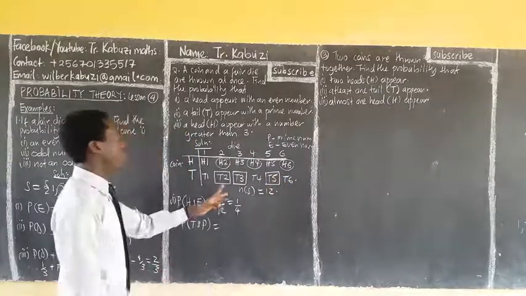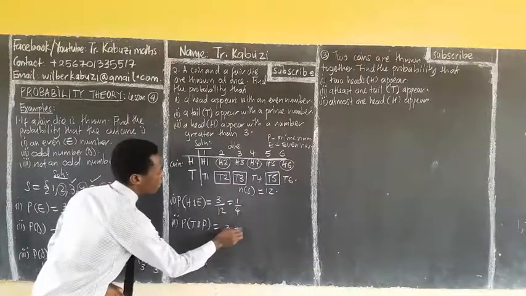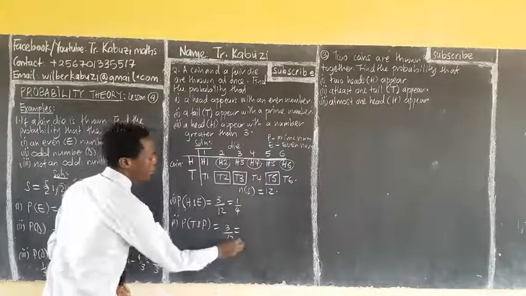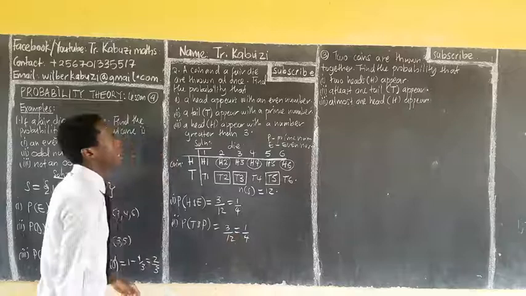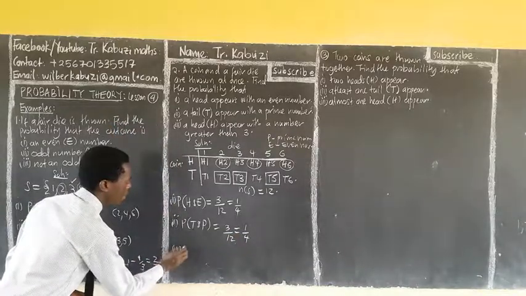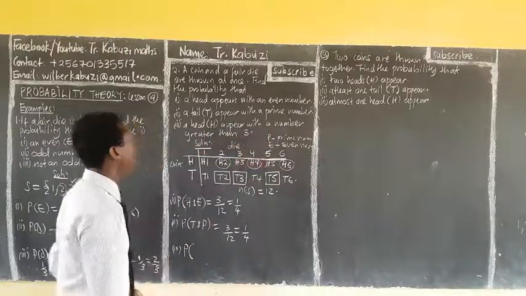So there we have 1, 2, 3. So we have 3 over 12. The total of all these events is 12. And this one is also going to be a quarter. Then Roman numeral 3, probability. A head appears with a number greater than 3.